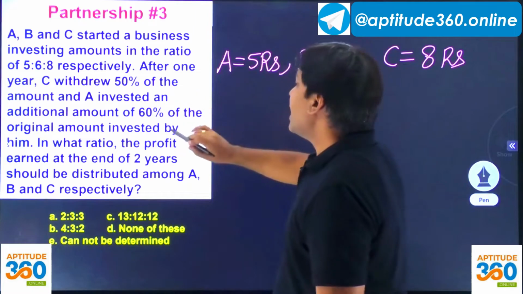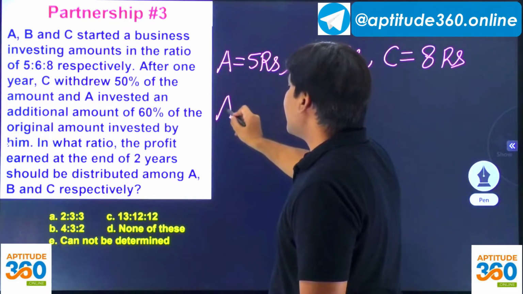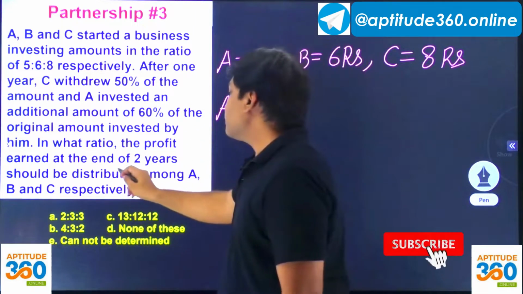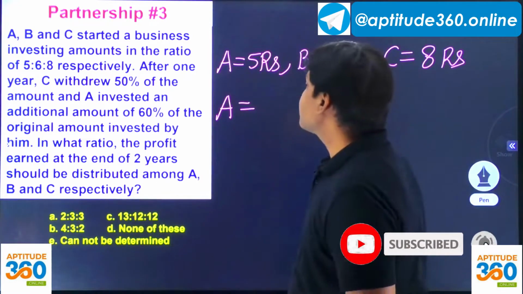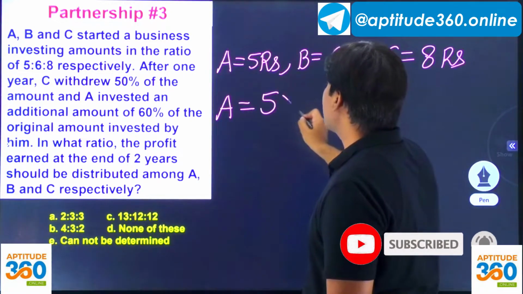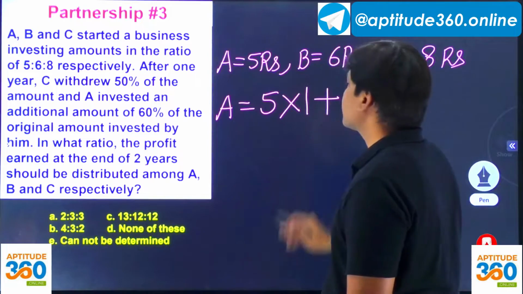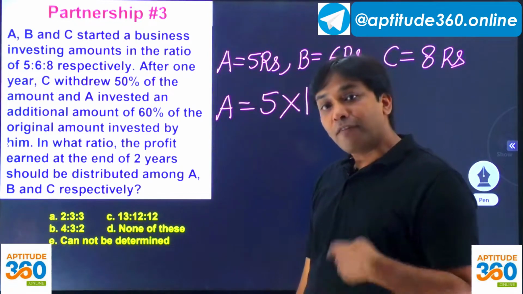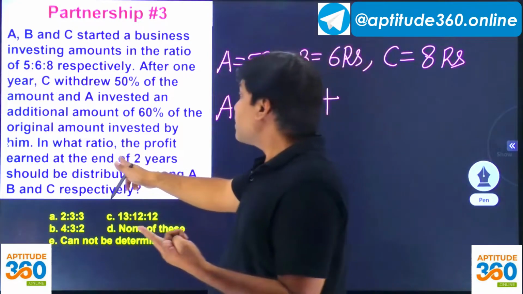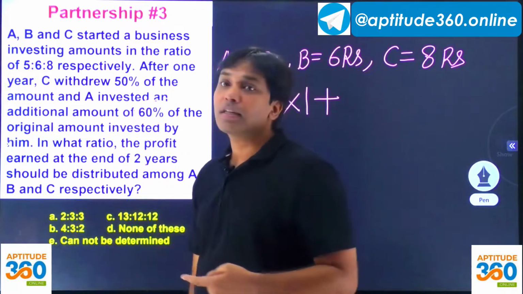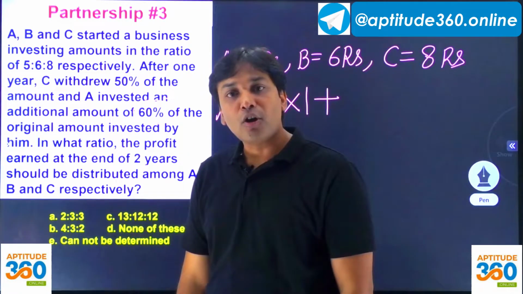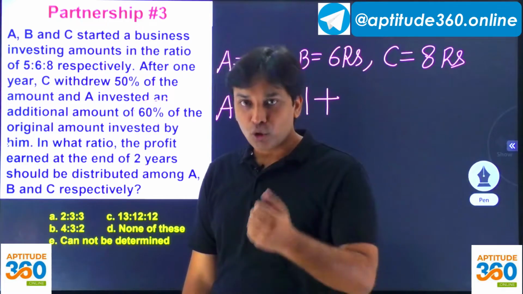After 1 year, C has withdrawn. So let us find out for A. The business is for 2 years. For the first year, amount into time. Now after 1 year, A is bringing 60%. So what is going to be 60% of 5 rupees? It is 3 rupees. You can find it out on your own.